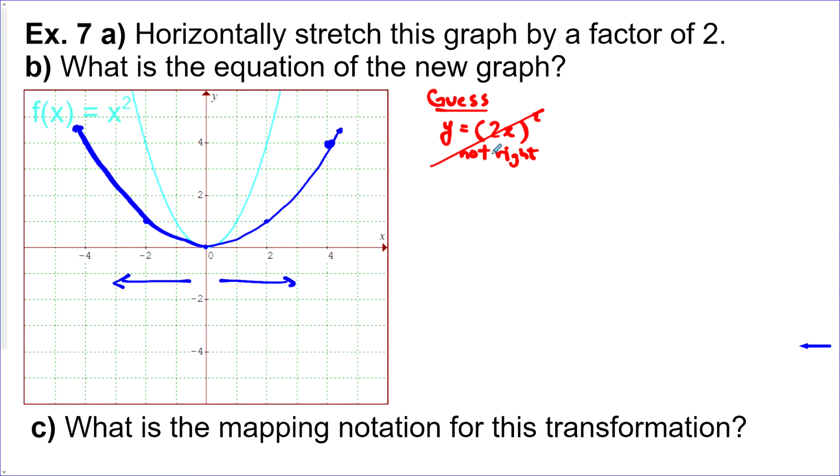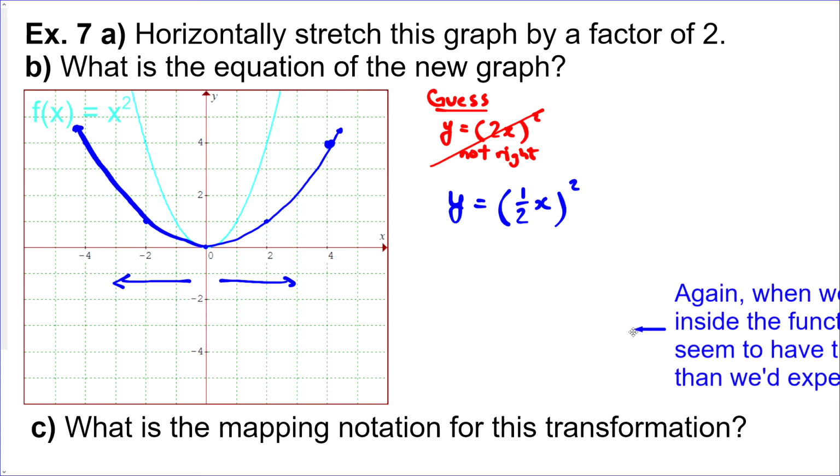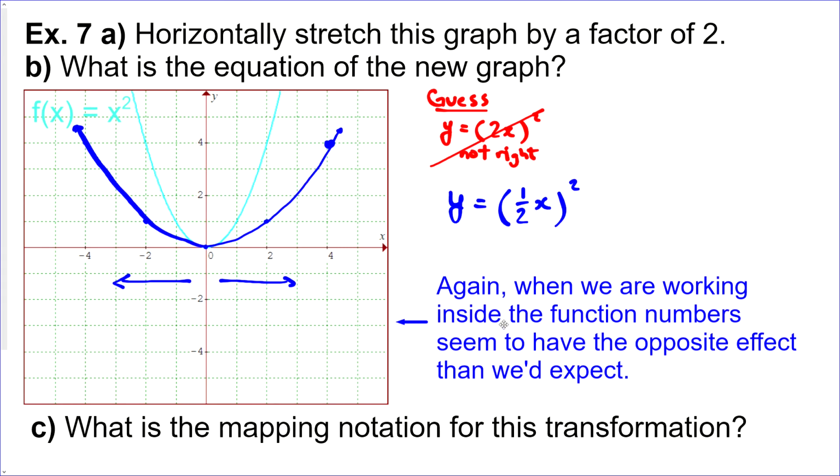So, we need to think of a different way, and think of how translations worked. They kind of worked the opposite. Remember going on inside here. If we wanted to move right, then we would say x minus. So the same thing happens with this stuff. This one's actually y equals 1/2 x squared. And so when we want to horizontally stretch by a factor of 2, we need to divide by 2. So when we're working inside the function, numbers seem to have the opposite effect than we'd expect.